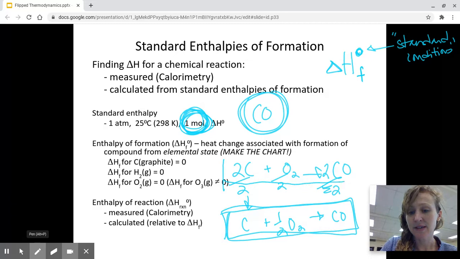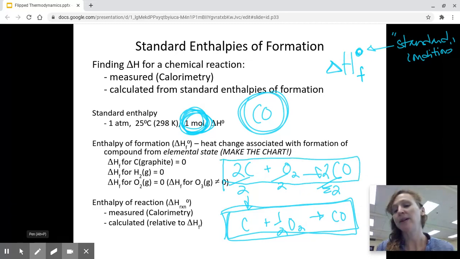This, before I divide it by 2, is not the formation reaction. It's not the formation reaction because the coefficients are off. It's double whatever the formation reaction is.